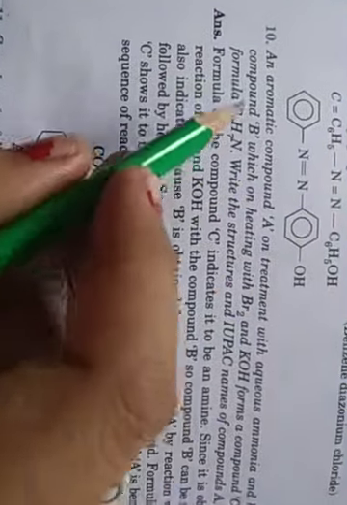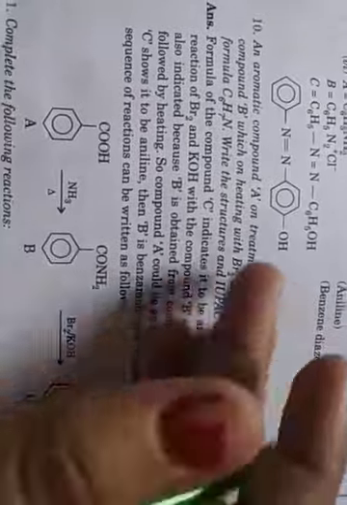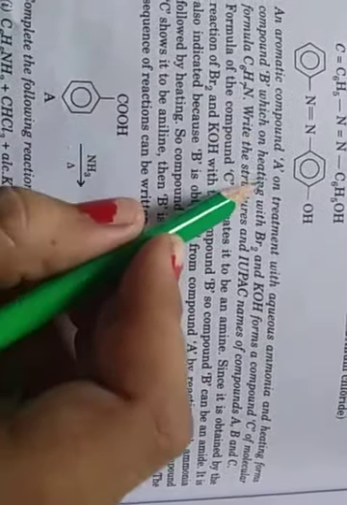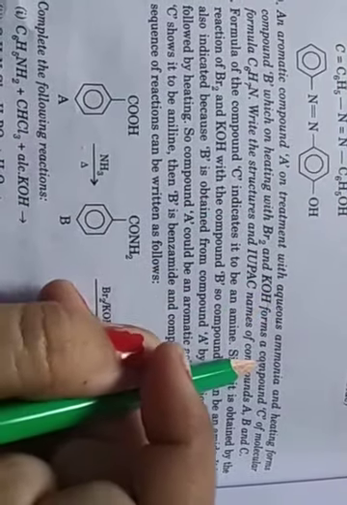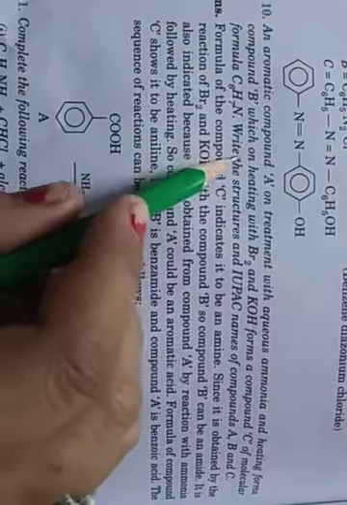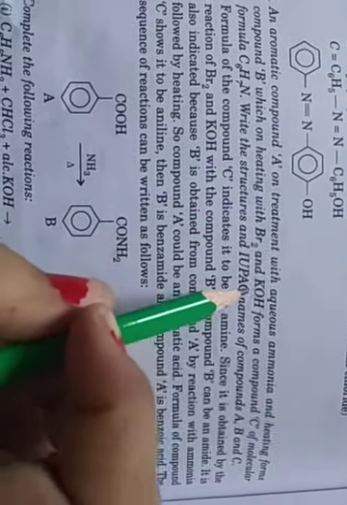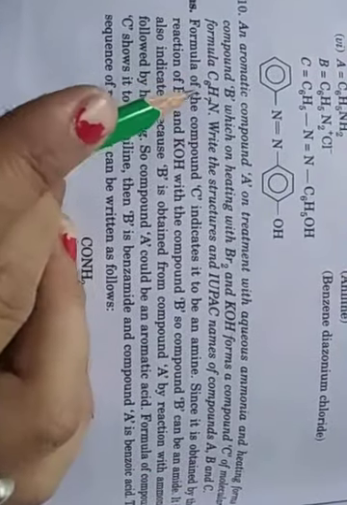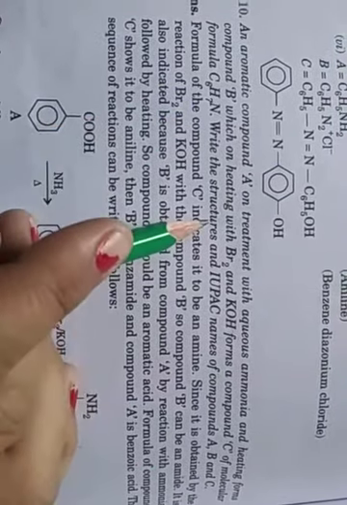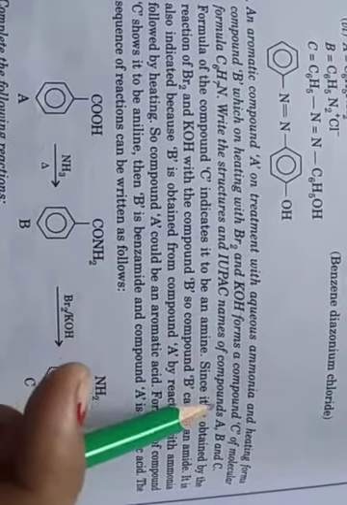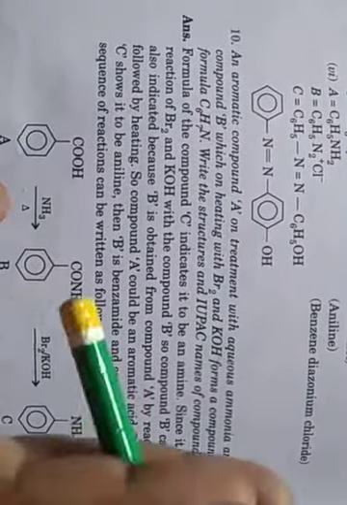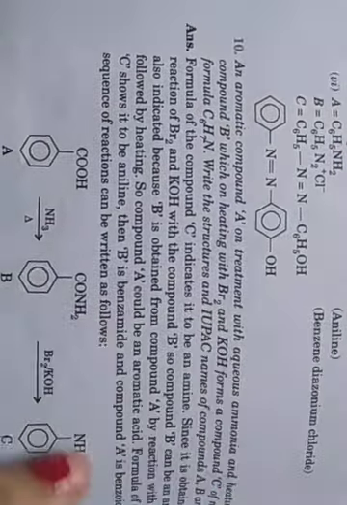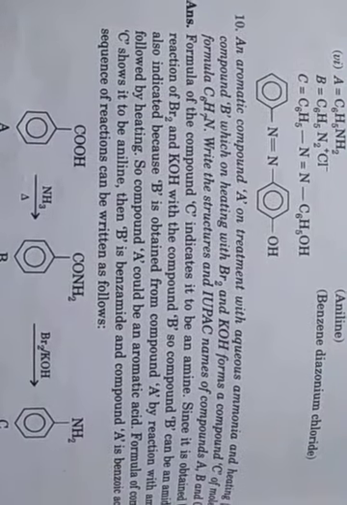Next, question number 10. This is a reasonable question, an aromatic question. An aromatic compound A on treatment with aqueous ammonia and heating forms compound B, which on heating with bromine and KOH forms a compound C of molecular formula C6H7N. So write the structure and IUPAC name of the compounds A, B and C. So properly focus here. Okay, this question is a reasonable question.